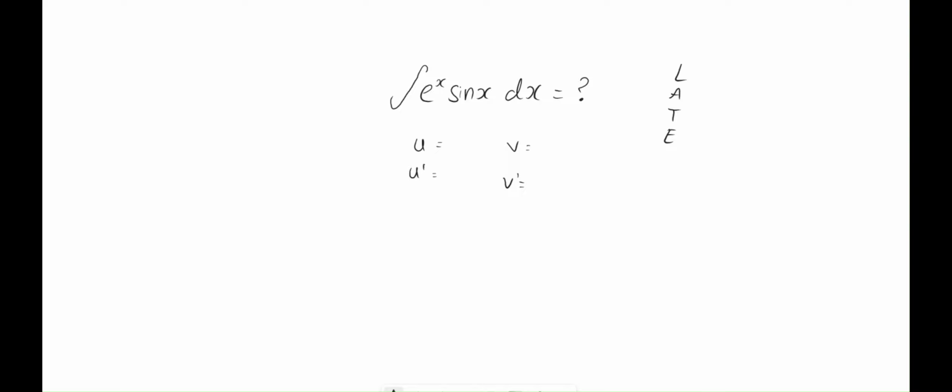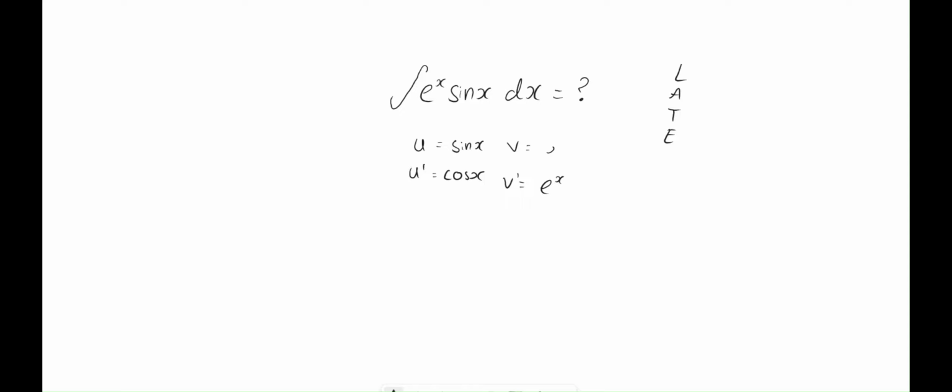So, using the LATE method, we see that trig has a higher priority over exponential, therefore u equals sine x. And then the other function, being the exponential, is the derivative of v. The derivative of sine x is cos x, therefore the derivative of u is cos x. The derivative of v is e to the power of x, so we must integrate e to the x to find v, right? Because v dash is the derivative.